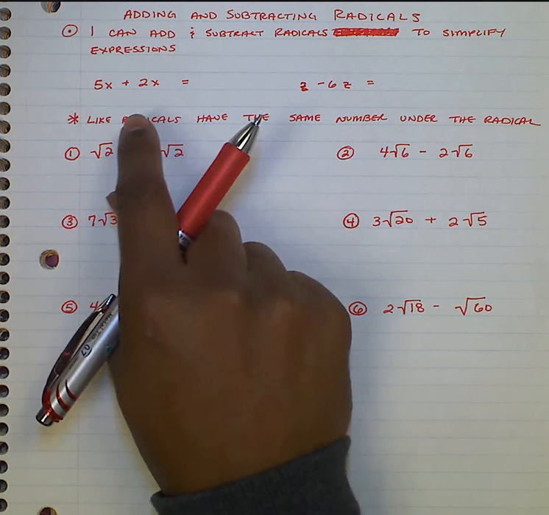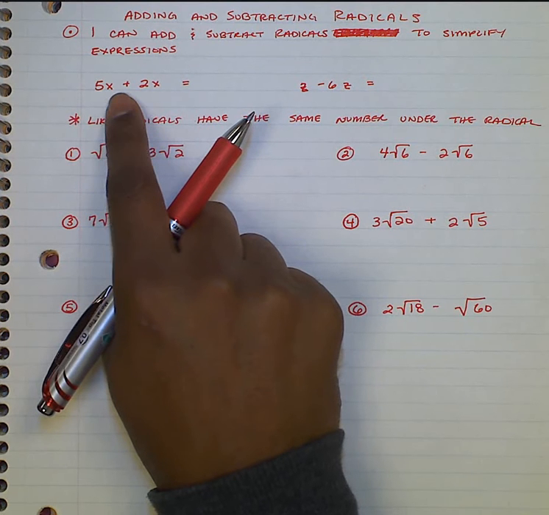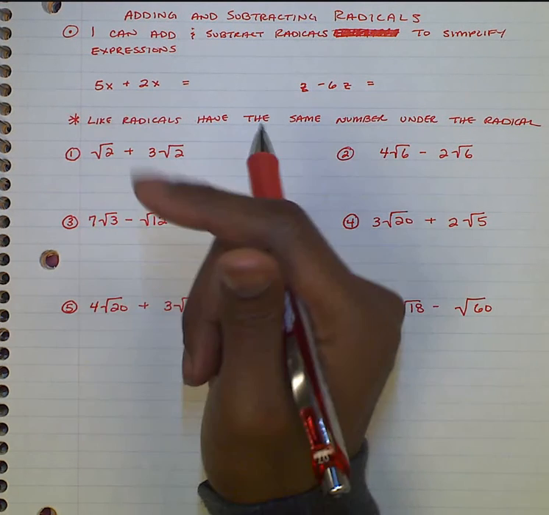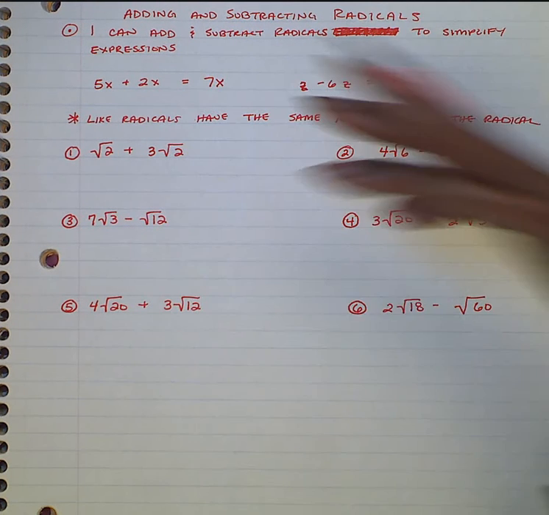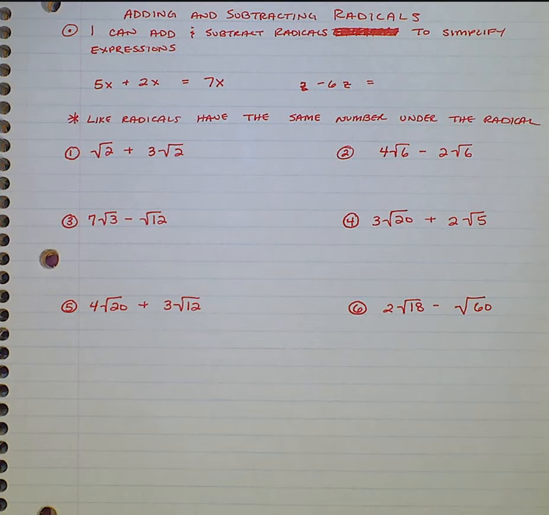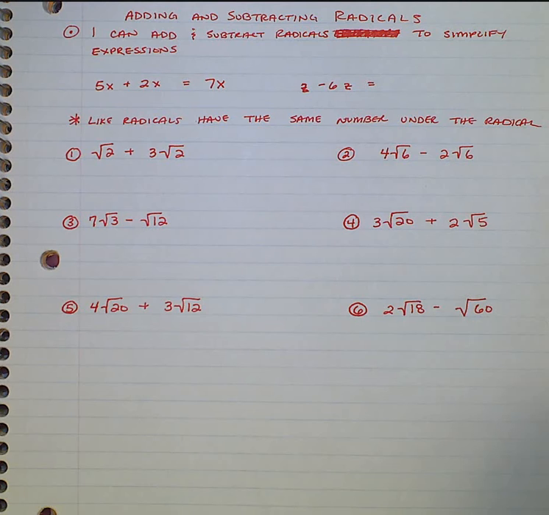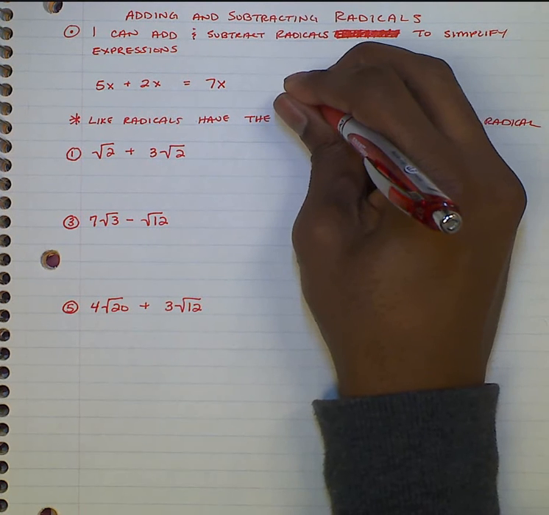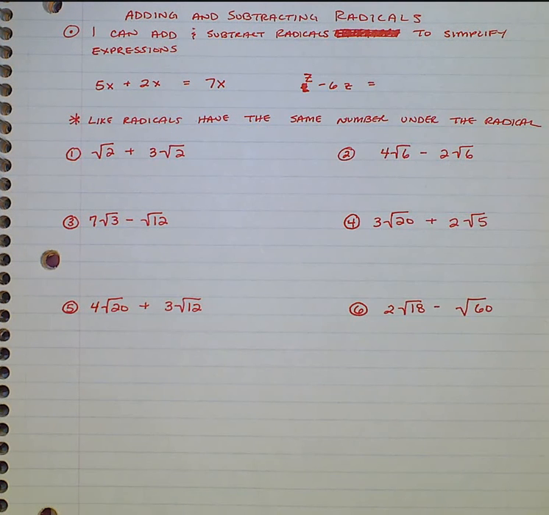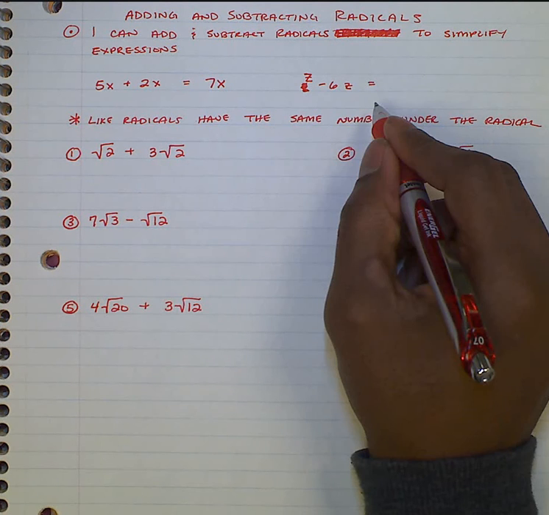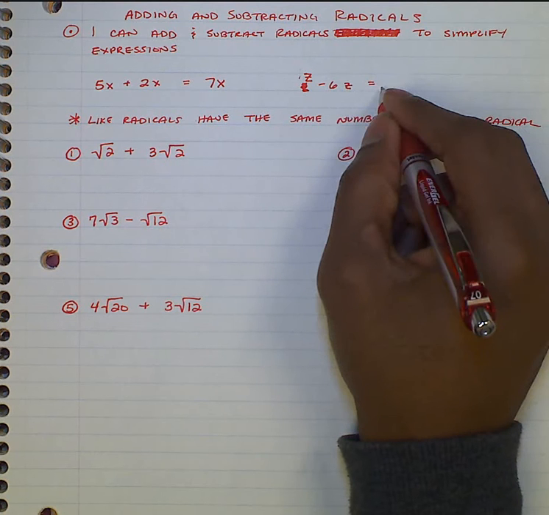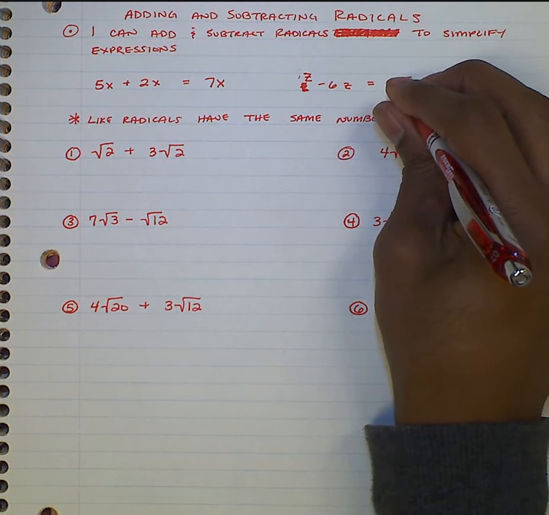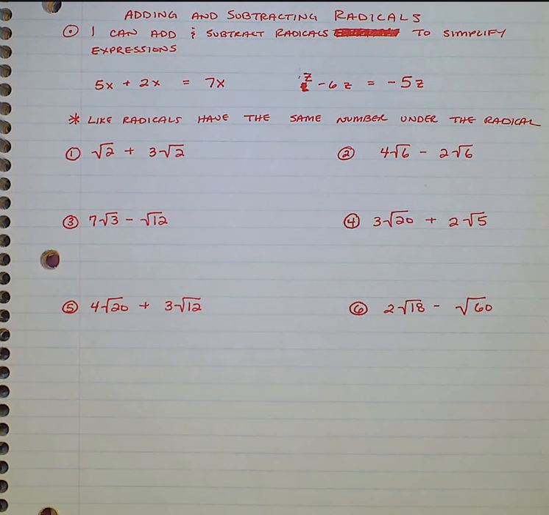First or second week, actually first week of this class, if I asked you 5x plus 2x, you would have told me the answer was 7x. Okay? The reason being is you can add these two together. You have 5 of something, you have 2 more of it, you have 7. Okay? 7x. If I asked you z minus 6z, well, we have 1z here. We take away 6 z's, means we have negative 5 z's. Okay? And you guys know that.